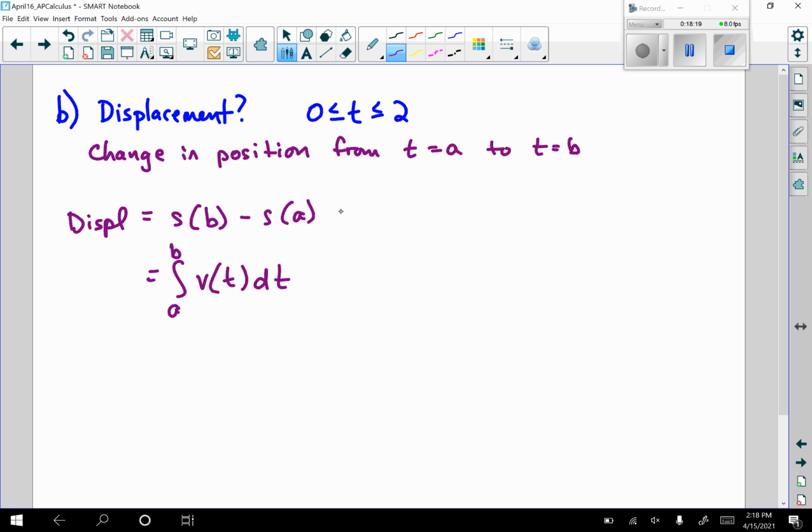When we get a negative displacement, it just means we're to the left of where we started. A displacement of 0 means we ended up right where we started. A displacement that's positive means we're to the right of where we started. And hopefully this makes sense because the antiderivative of velocity is position, evaluated from t equals a to t equals b.